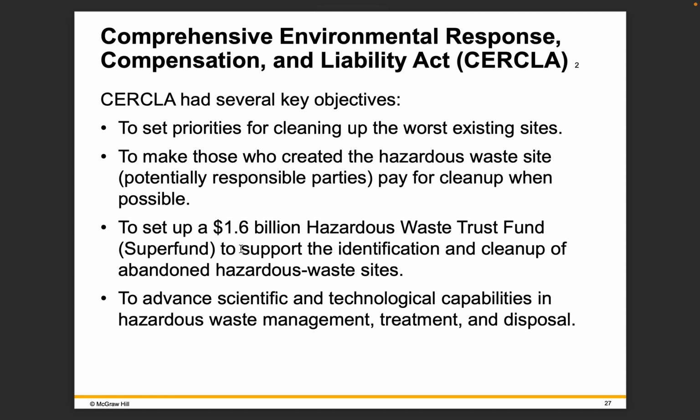CERCLA has several key objectives: to set priorities for cleaning up the worst existing sites first, to make those who created the hazardous waste site, the potentially responsible parties, pay for that cleanup when possible, and to set a $1.6 billion hazardous waste trust fund, the Superfund, to support the identification and cleanup of abandoned hazardous waste sites, to advance scientific and technological capabilities in hazardous waste management, treatment, and disposal.